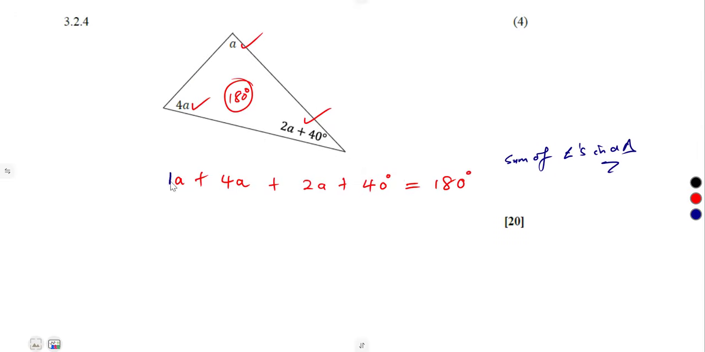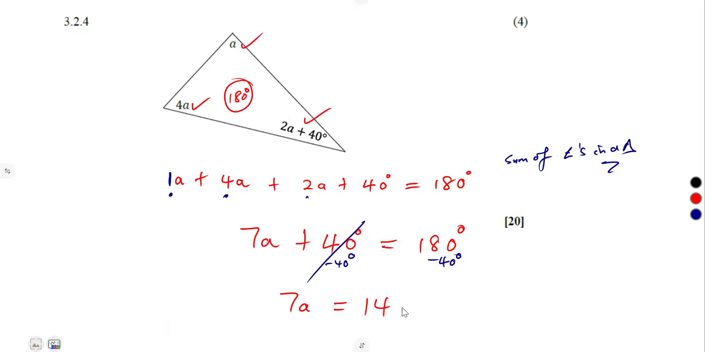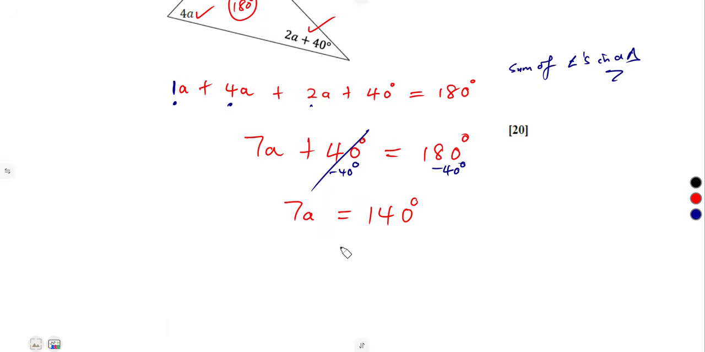Solve for A. So that's 1 plus 4, which is 5, plus 2, which is going to give us 7A. All right, then there is a 40 degrees which is remaining here. So plus 40 degrees is equal to 180. 7A is equal to what? We can take the 40 to the other side, or simply subtract the 40 degrees both sides. So that is 180 minus 40, which is 140.